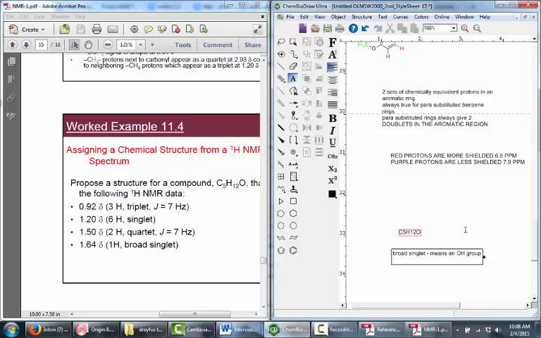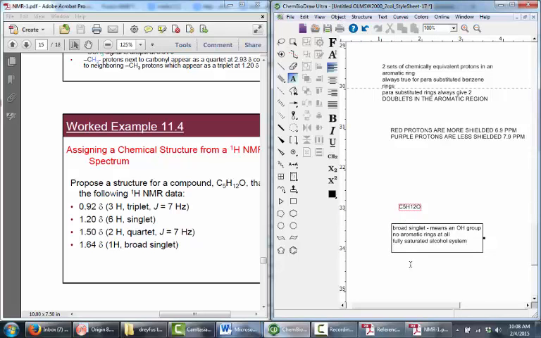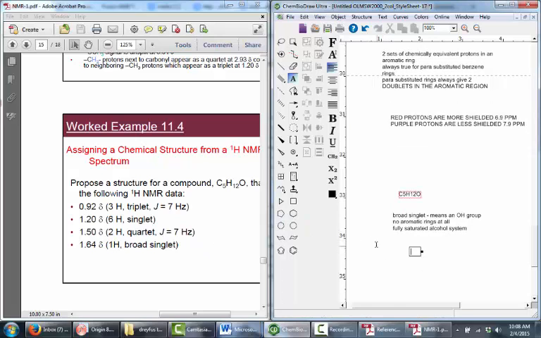The second thing we're going to see if we look at the ppms is that you have no aromatic rings at all. They're all in the saturated region, so I'm going to have a fully saturated alcohol system. I can confirm that saturation by looking at the degrees of unsaturation, so CnH2n+2, C5H12, so that's good. It's certainly fully saturated. I can now start to look at the splitting and try to figure out what's going on.